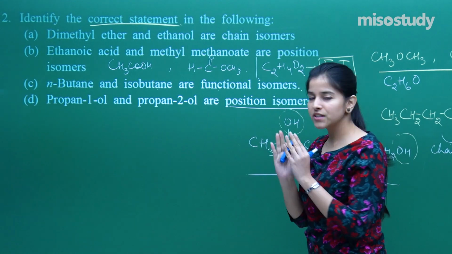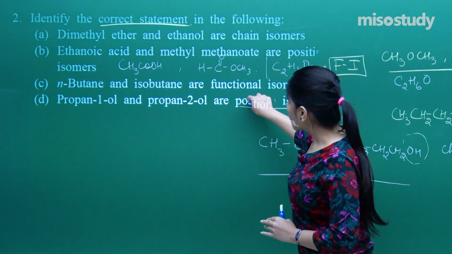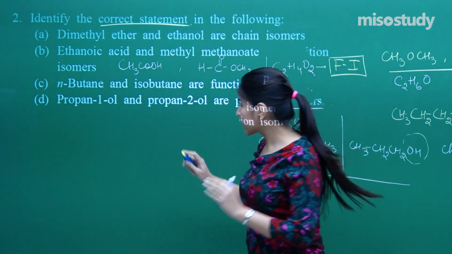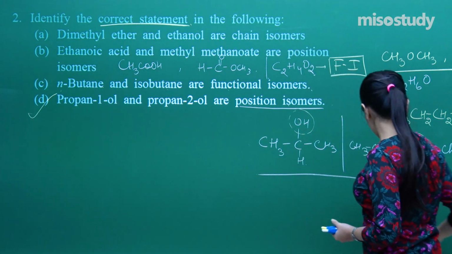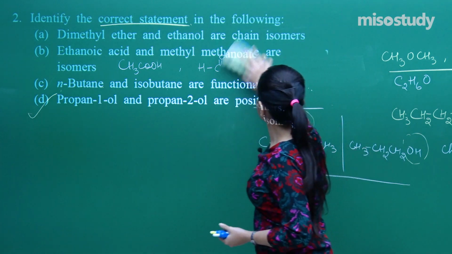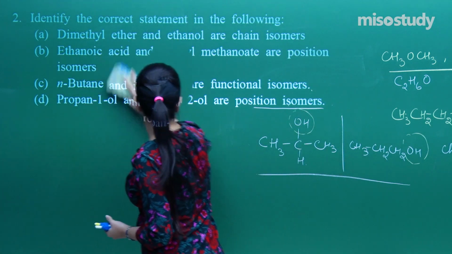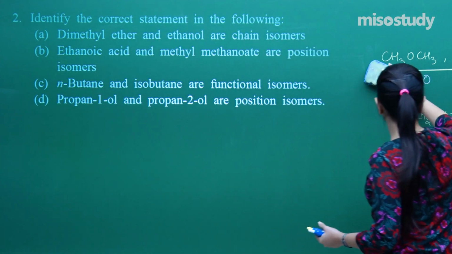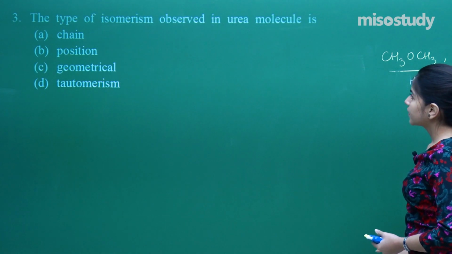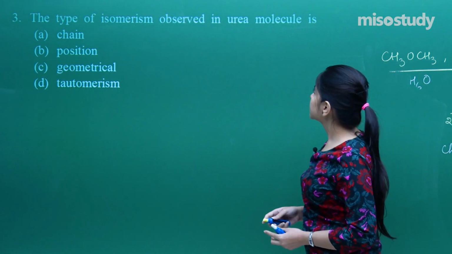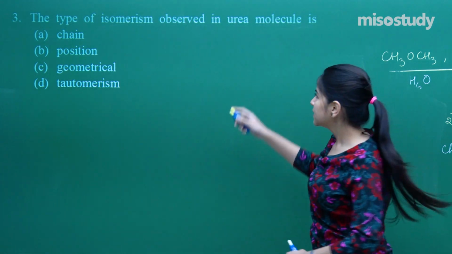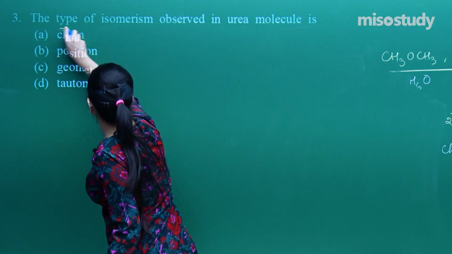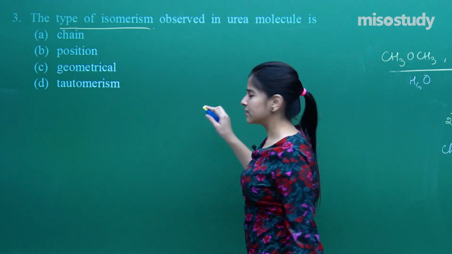You need to analyze each and every option given in the question very accurately. So D is the answer. Now let's move on to the next question. The type of isomerism observed in urea molecule. So let us just draw the structure and see what type of isomerism is actually shown by urea.